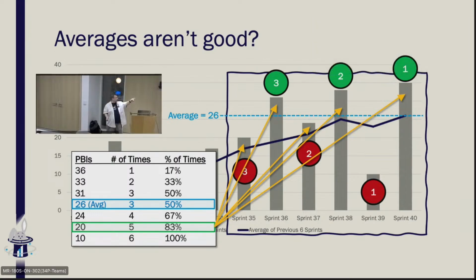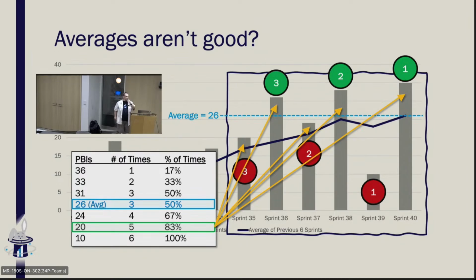So the odds are 80% in their favor of doing 20 or more based on what they've done in the past. Does it guarantee that they're going to do more than 20? No. I don't know what they're going to do. I don't know if they're going to encounter another crazy dependency or another crazy thing like what happened here in Sprint 40 or whatever it is, 39, when they delivered 10 items. But I know that there's an 80% chance that they're going to do 20 or more. So instead of working on averages, I want to work on probabilities based on historical data to help me forecast when something is going to be done.